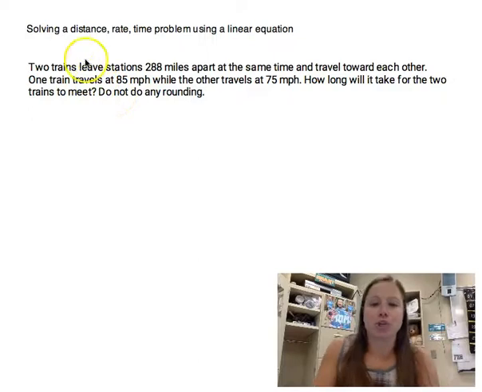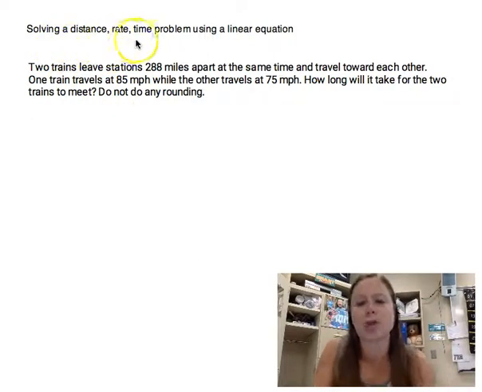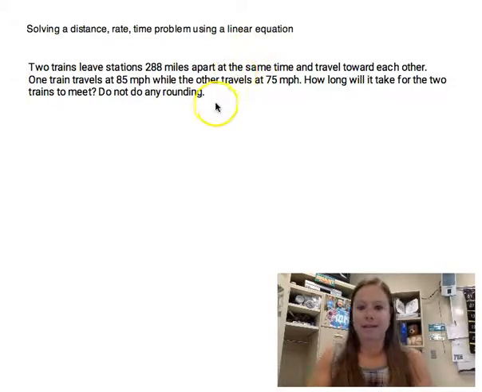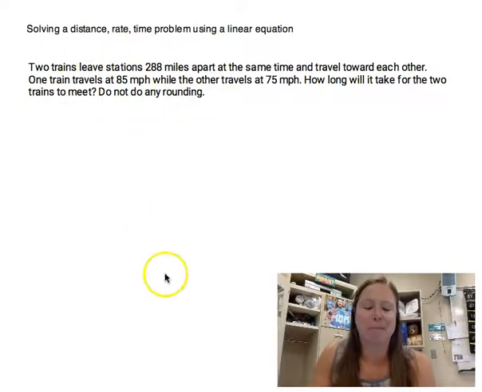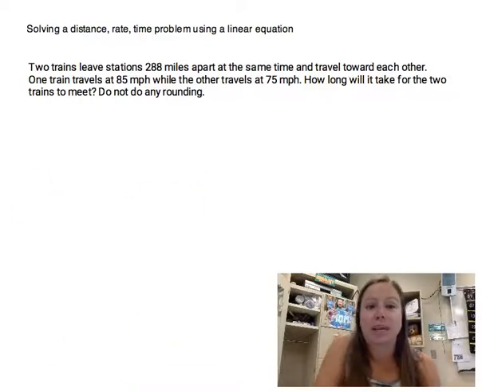Today I'm going to teach you how to solve a distance rate time problem using a linear equation in ALEKS. This is the famous two trains type of problem. This type of problem pops up a lot on different thinking challenges.